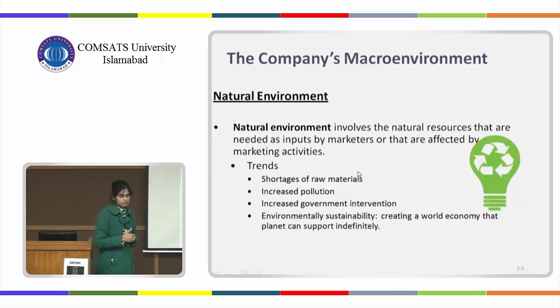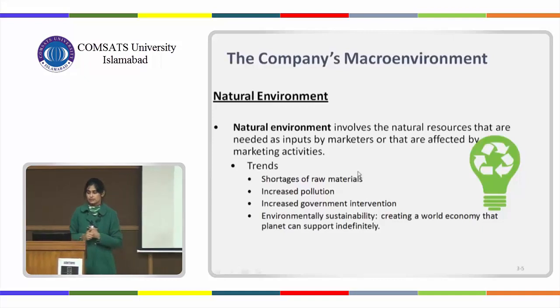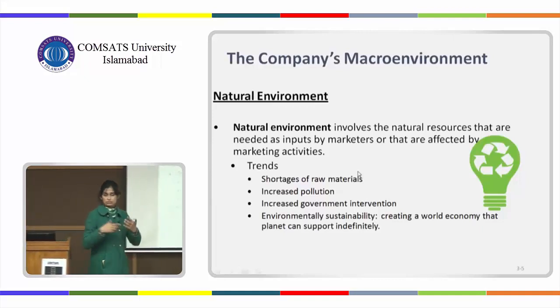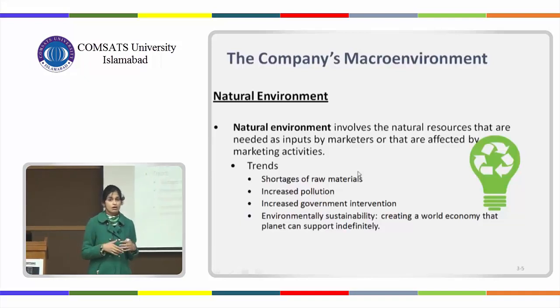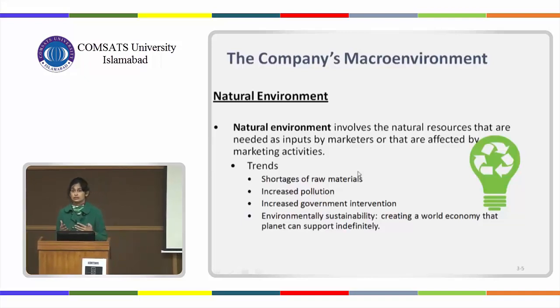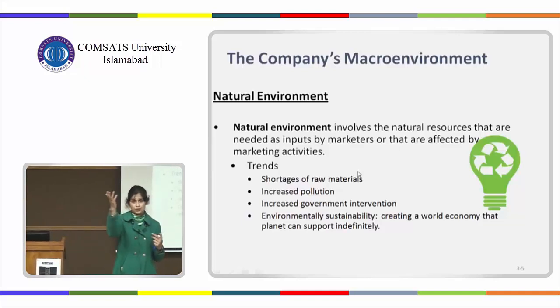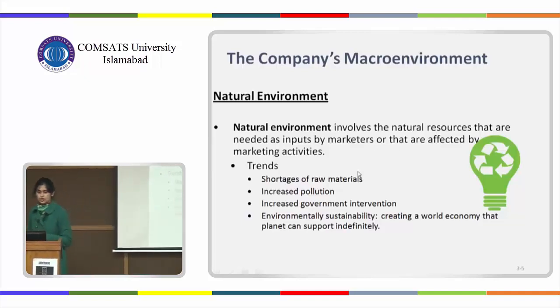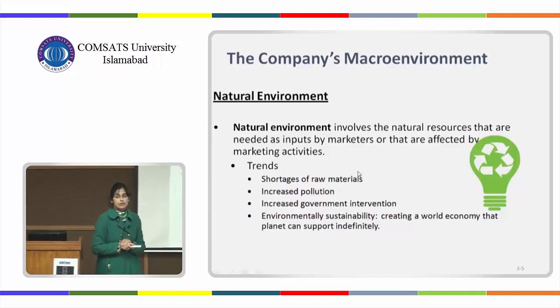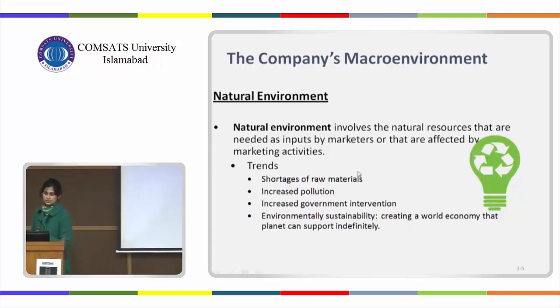Then we talked about the natural environment, how it affects businesses, and what the changing trends in the natural environment are. We talked about shortages in raw material, and depleting oil reserves. We talked about, what else did we talk about? Cutting of trees. We talked about the billion tree project of the current government. Then we talked about increasing population. Then we talked about how the government might intervene in making sure that the environment is not deteriorated to a point where human survival becomes difficult.